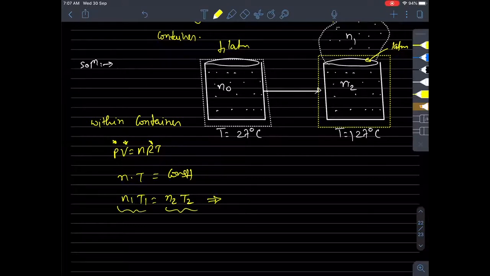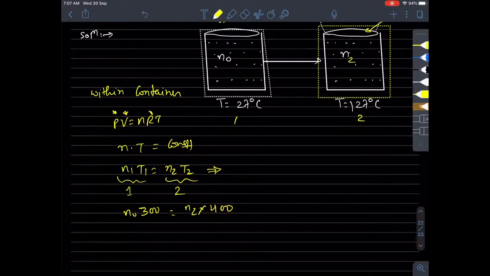So initial mole, container 1 and container 2. I will rename this as N naught, and this will be N2. I am making this N2. So container 1 and 2. Container 1 is this and container 2 is this. So N1 means N naught into temperature. Initial temperature is 27, which in Kelvin will be 300. Will be equal to the final mole, which is N2 into temperature in that container, 127, means 400 Kelvin.